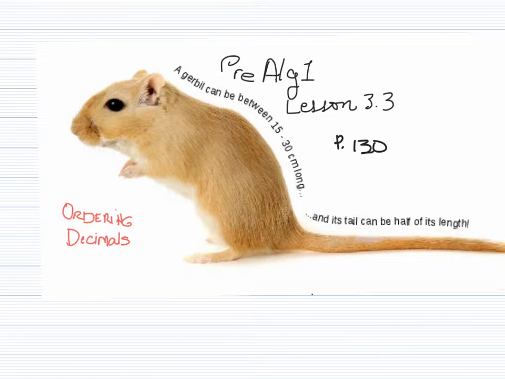Its tail is about the same length as its body. If it's a Mongolian gerbil, that's what it is. This one says a gerbil can be between 15 to 30 centimeters long, and its tail can be half of its length. So I guess it's not a Mongolian gerbil, because the Mongolian gerbil's body length is usually 11 centimeters, so that would be shorter than this gerbil, and a tail length of 10.6 centimeters.